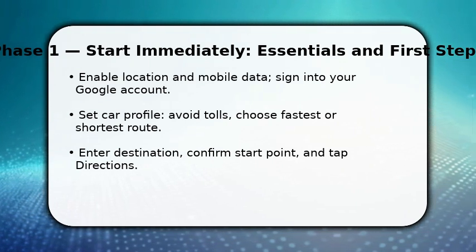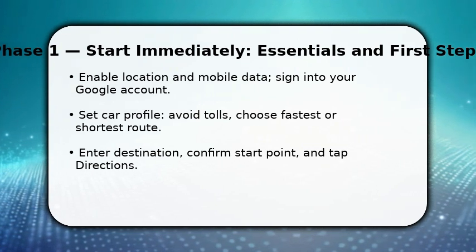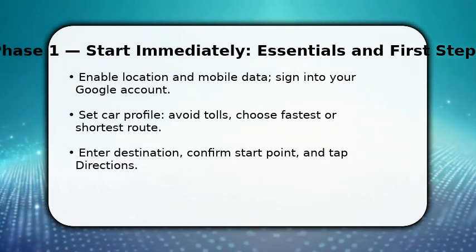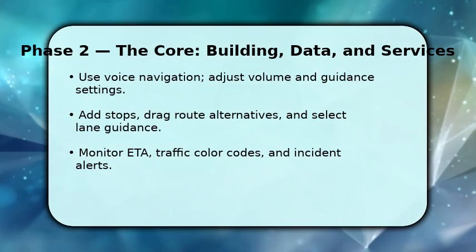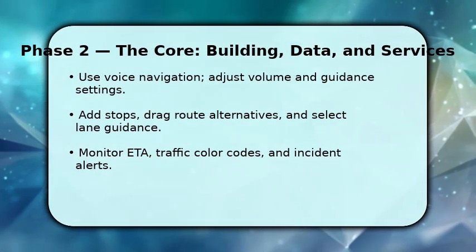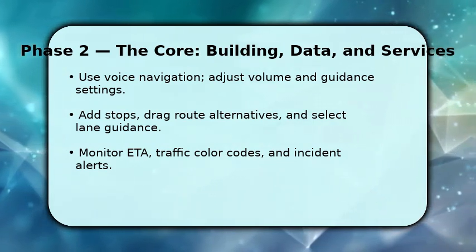Tap directions. You'll see suggested routes. Tap the primary route to start guidance. This gets you moving immediately, while preserving personalized routing choices for later. Once navigation starts, use voice guidance so you keep eyes on the road. Adjust volume and guidance verbosity in settings.